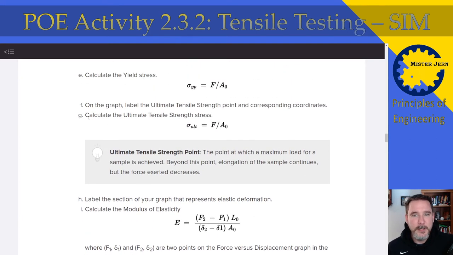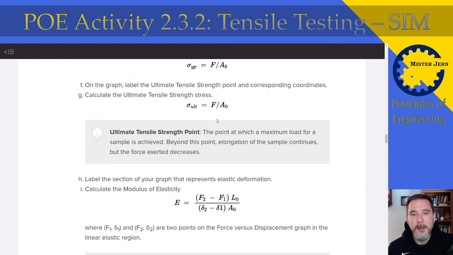So for letter G, you should have a calculation and along with an answer. I would recommend putting little circles or boxes around your final answer, by the way.